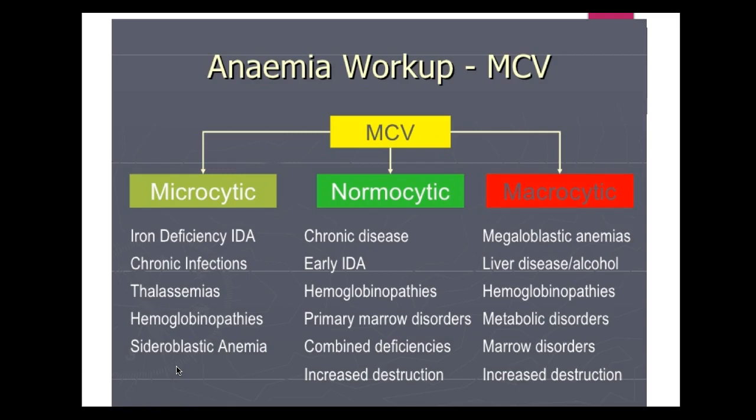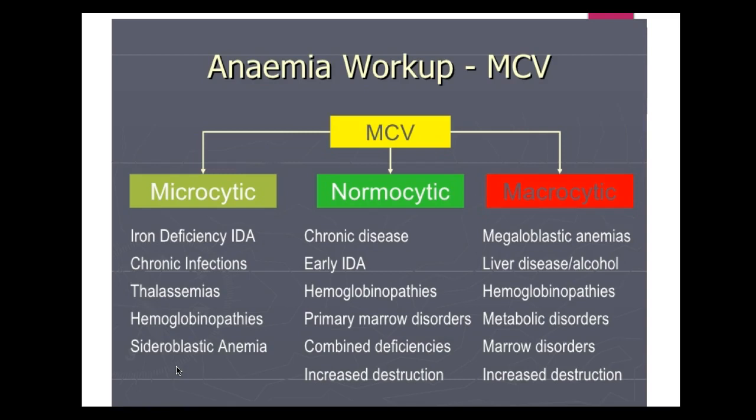So what I want you to focus on, remember we had the MCV. You have the MCV, MCH, and RDW. The MCV is your mean, the volume basically. It's either going to be microcytic, normocytic, or macrocytic. And microcytic, we're going to focus on iron deficiency anemia, but just remember that you can have anemia of chronic disease.